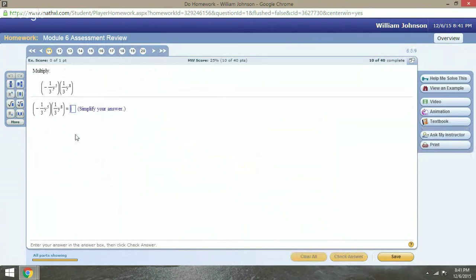Okay, multiply these. So that's going to be negative 1 over 9. And that's because you don't have an exponent outside of a bracket here. This is going to be adding the powers again. So that's going to be y to the power of 13, since 8 plus 5 is 13.